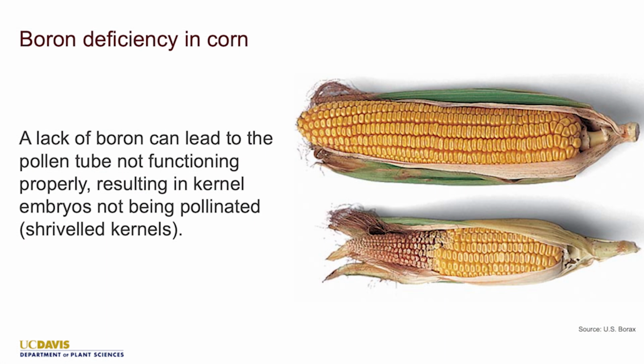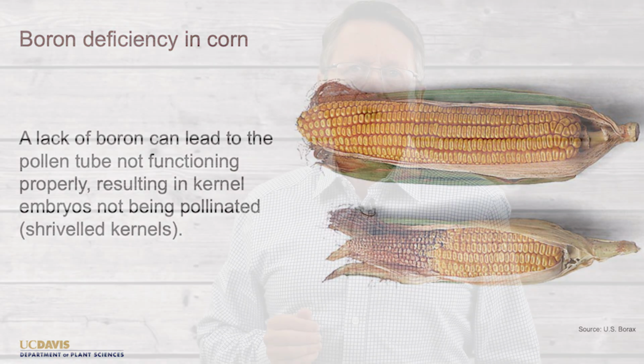Corn suffers from boron deficiency in a number of different locations, and here is an example of late season boron deficiency, compromising the ability of the pollen tube to fertilize the ovary, and you have the shriveled grain at the end of the cob itself.